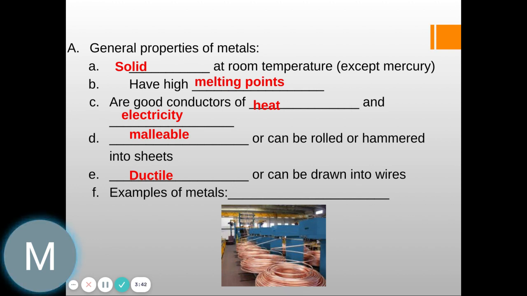If you want to learn more about metals, you should take material science. We spent an entire unit just talking about metals, a lot more than just these details. But these are just some of the main examples and characteristics of metals, some ones that we put up there.